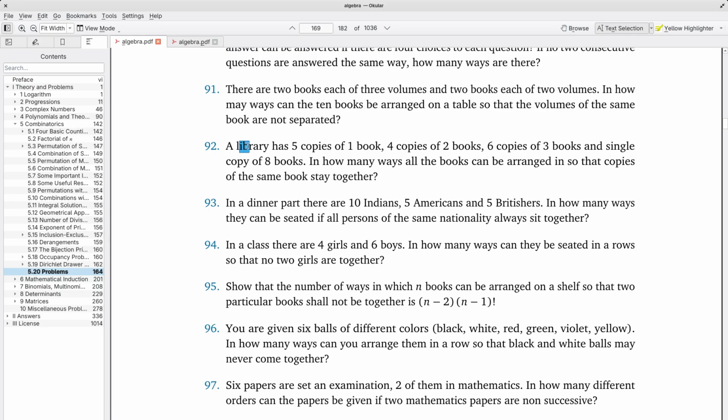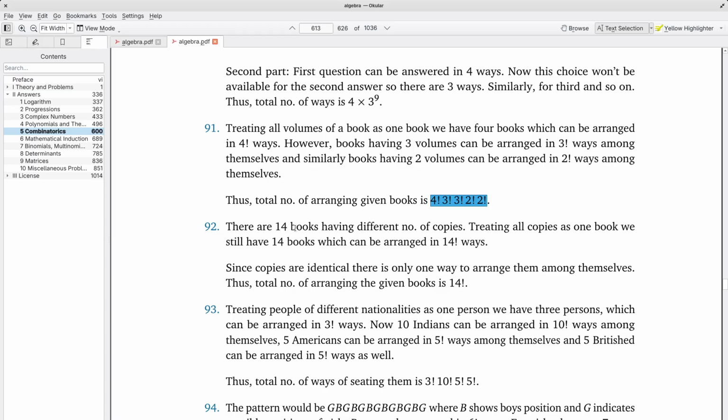Question 92 says that a library has 5 copies of one book, 4 copies of 2 books, 6 copies of 3 books, and a single copy of 8 books. In how many ways can all the books be arranged so that copies of the same book stay together? So there are together 14 books having different numbers of copies. Treating all copies as one book, we still have 14 books, which can be arranged in 14 factorial ways. Since copies are identical, there is only one way to arrange among themselves. Therefore, the total number of ways of arranging the given books is 14 factorial.